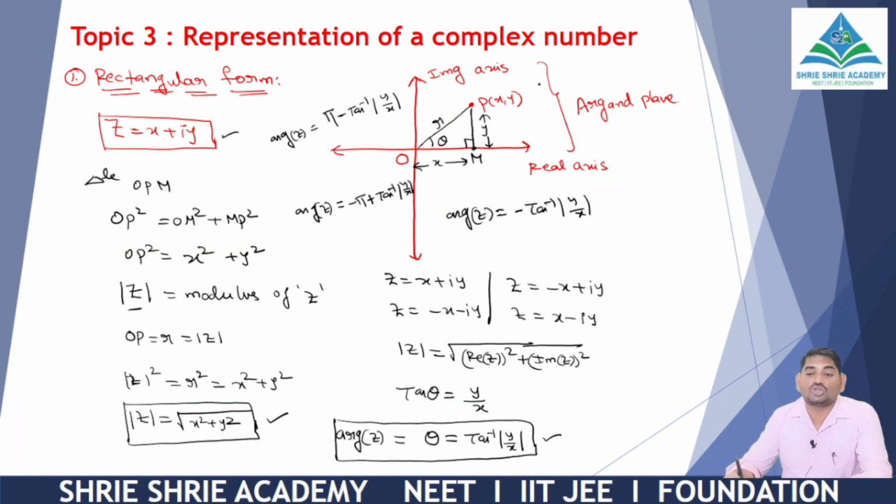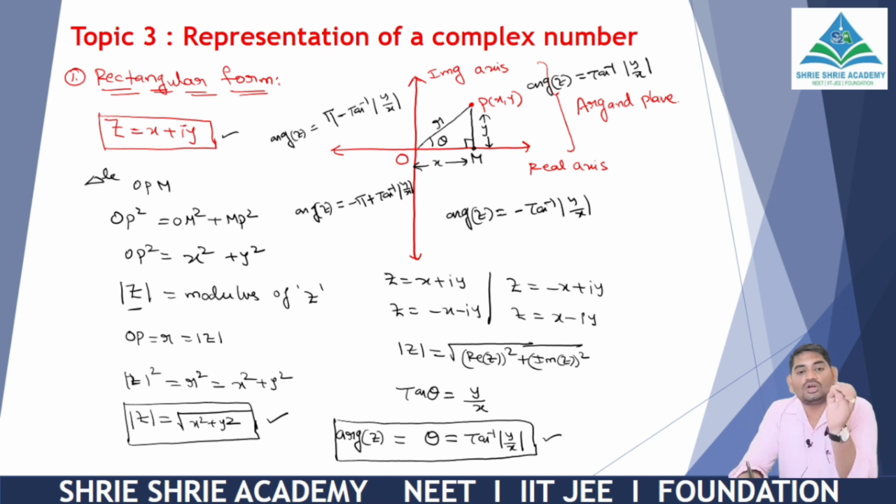If point P lies in the first quadrant, then its argument of z is tan inverse of mod y by x. If the point P lies in the second quadrant, then its argument is pi minus tan inverse of mod y by x. If point P lies in the third quadrant, then its argument is minus pi plus tan inverse of mod y by x. If the point P lies in the fourth quadrant, then argument of z is minus tan inverse of mod y by x.